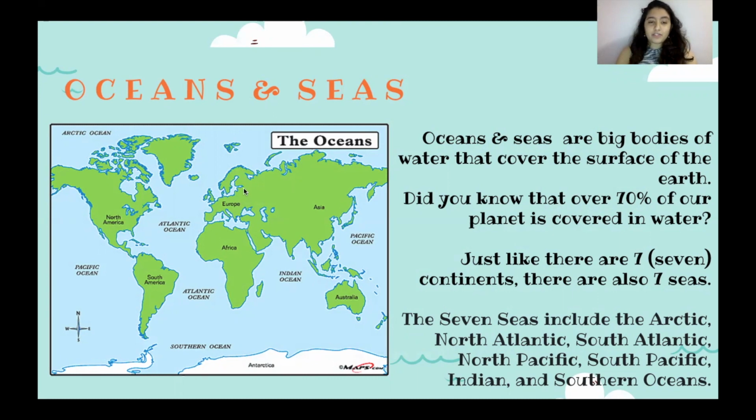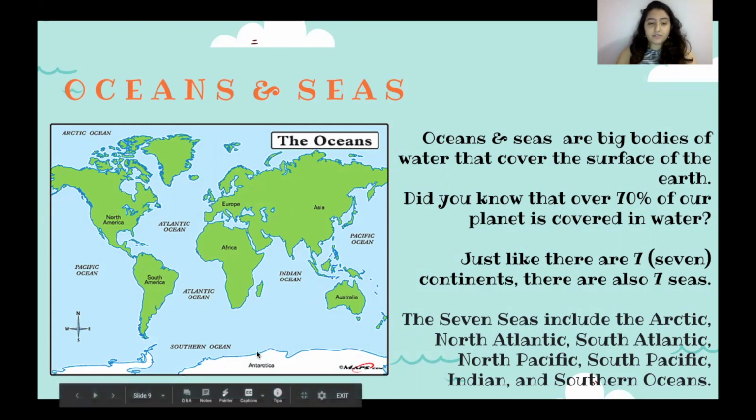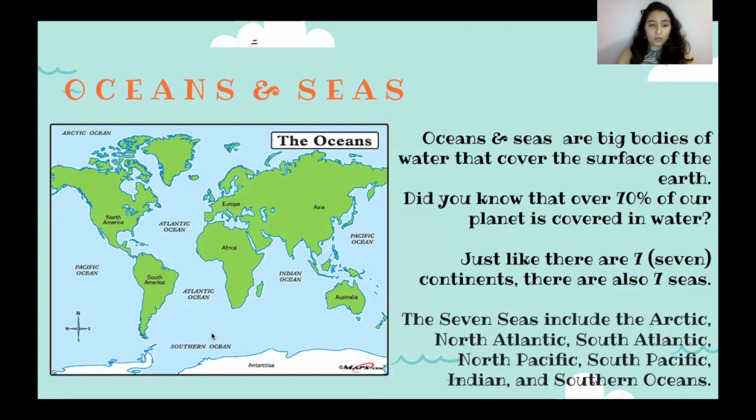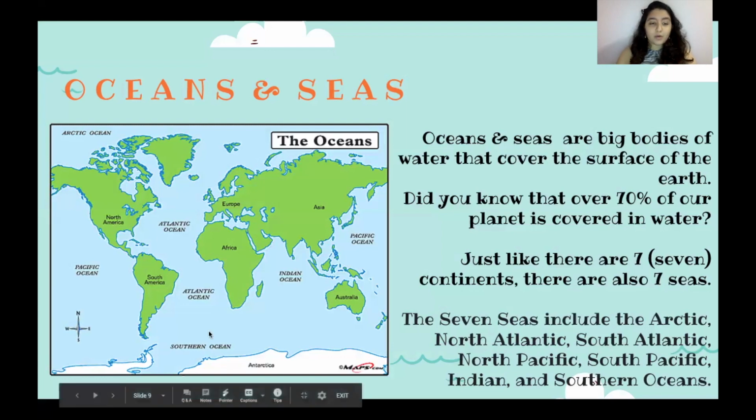If I was traveling from Europe all the way down to Australia, I would be traveling in a south or a southeast direction and I would have to cross the Indian Ocean. However, if I traveled from Antarctica over to South America, I would be traveling in a northwest direction as it is between north and west, and I would have to fly over the Southern Ocean.